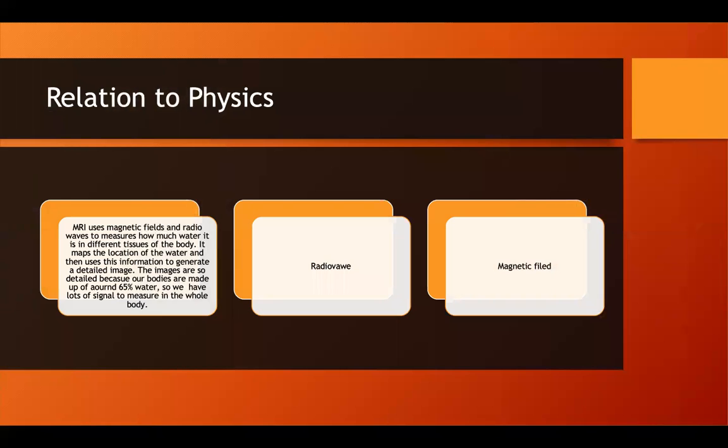Then we have the relation to physics. And as we all know, MRI uses magnetic fields and radio waves to measure how much water there is in different tissues of the body. It maps the location of water and then uses this information to generate a detailed image. And the images are so detailed because our bodies are made up of around 65% water. So we have a lot of signal to measure in the whole body.